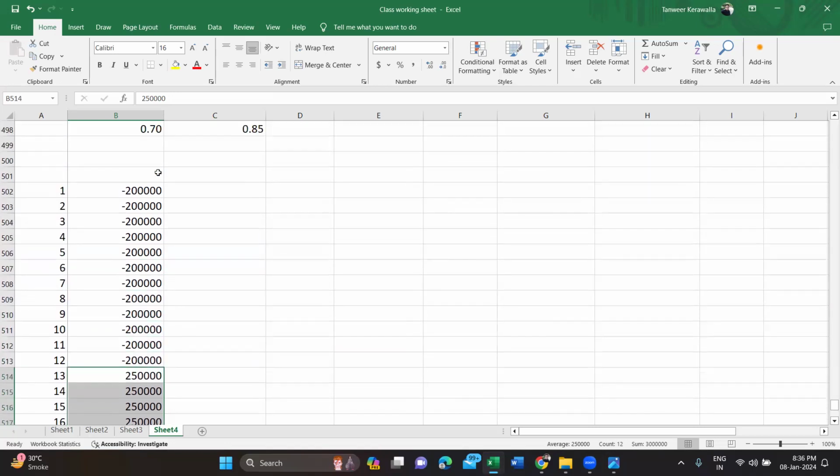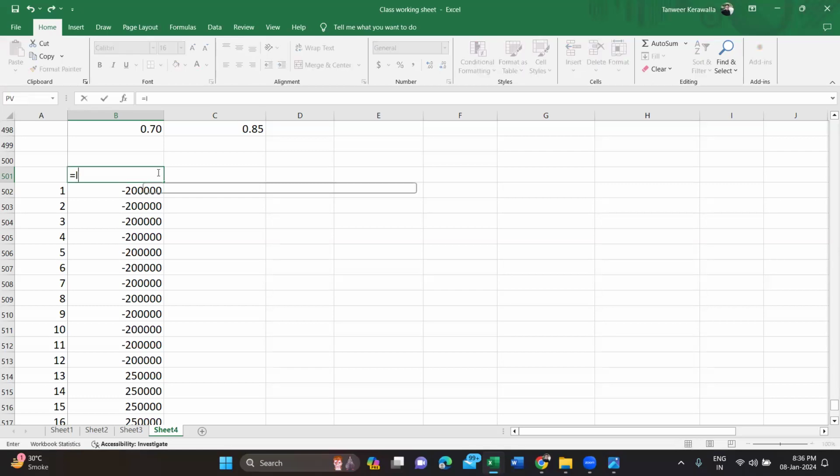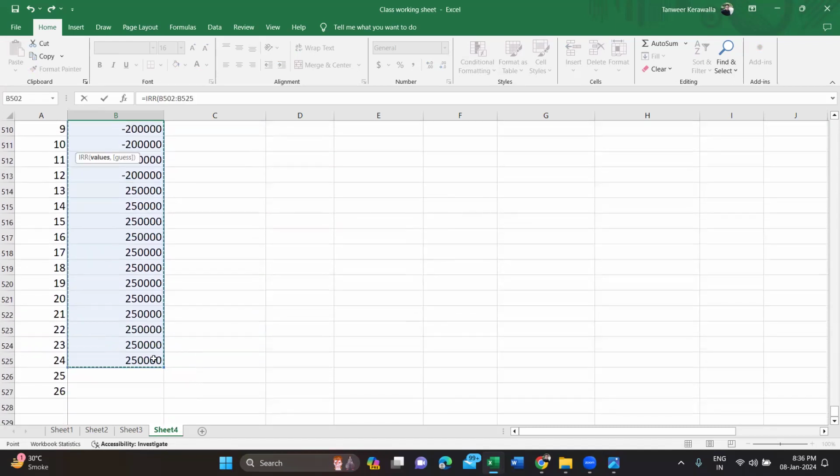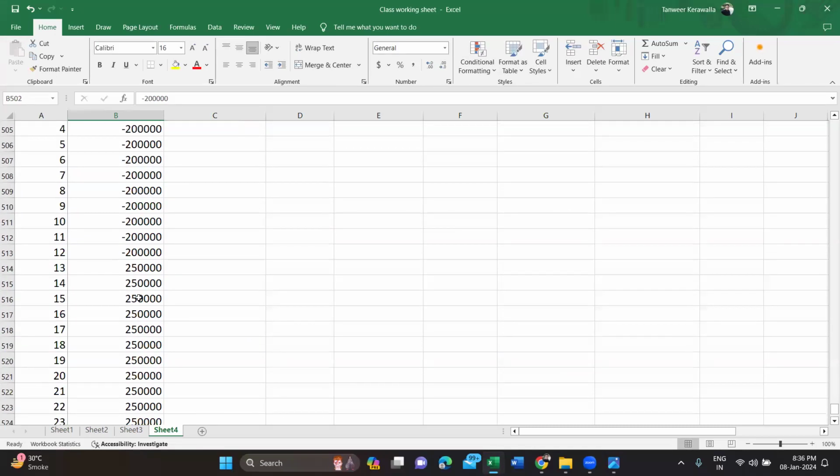But if I want to compute the rate of return in present value terms, I use the IRR formula, right? And I just do it from year to year, the entire range, and close the bracket. I get an IRR of how much? Hardly 1.88%. So in present value terms, you are earning only 1.88%. That's even lower than a savings account, right? Even lower than a savings account.